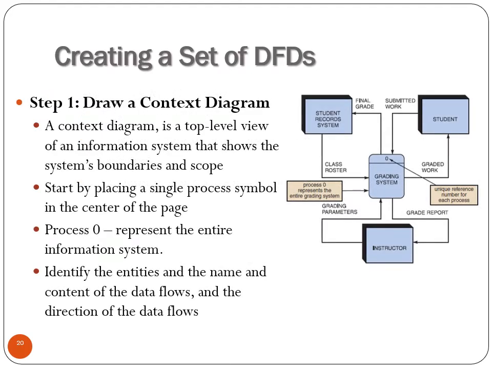The first step in designing the DFD is drawing a context diagram. A context diagram is a top-level view of an information system that shows the system boundaries and scope. To draw a context diagram, you start by placing a single process symbol in the center of the page. Identify it as process 0. Process 0 represents the entire information system. Identify the entities, the name and content of the data flows, and the direction of the data flows. Then you place the system entities around process 0 and use data flows to connect the entities to process 0.